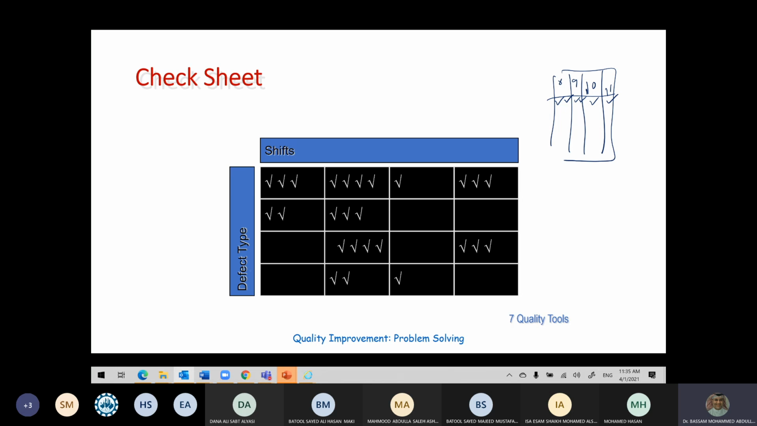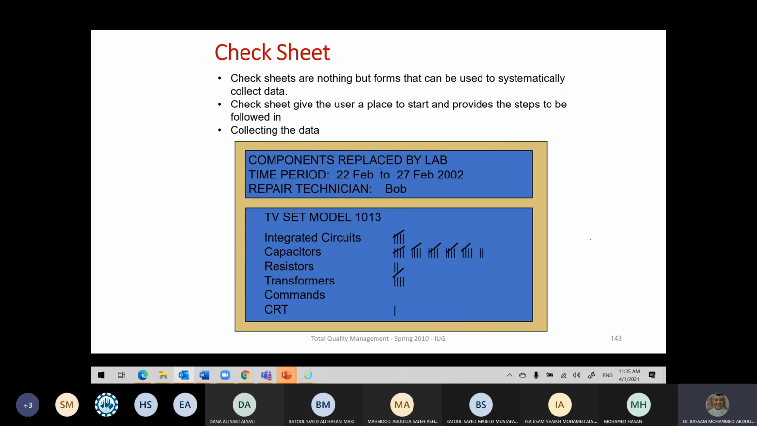It could be used for cleaning, or for the defect type, how many defects I have within my first shift. In my second shift, how many defects do I have? In my third shift, I had only one defect, and in the fourth shift, I had 3 defects. It's just a check sheet, right? You can use it in many different examples.